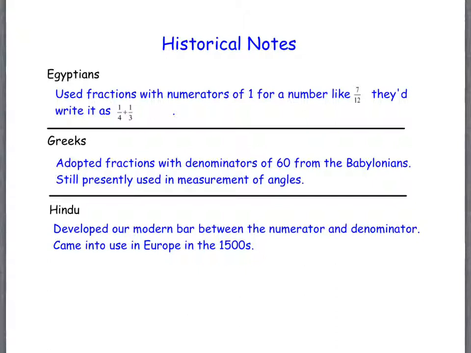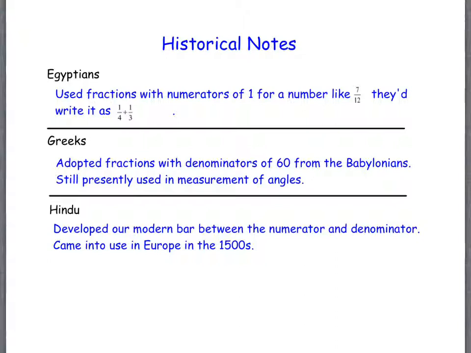If you were talking about a portion of an hour, right, you've got 1 out of 60, that would be 1 minute of an hour, that kind of an idea. And then our system, it was actually developed fully when we got the modern bar that we use between these, whether you use it slanted or you use it horizontally. That bar between the numerator and the denominator came into use in Europe in the 1500s.